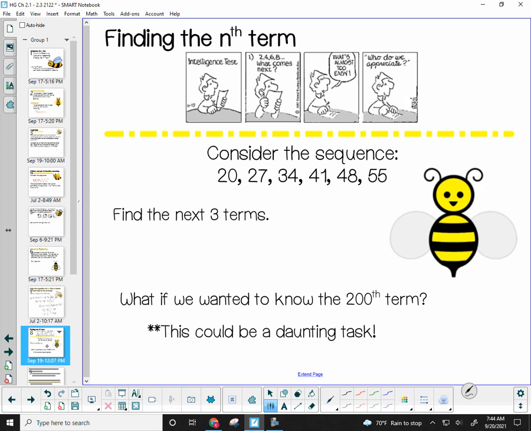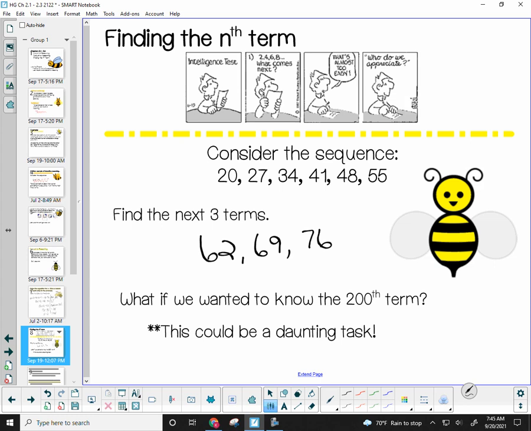Okay, what's the pattern? What's happening? Adding 7 every time, right? So if I added 7 to 55, I would get 62, add 7 more, add 7 more, 76. Not bad, right? That was back to our inductive reasoning.